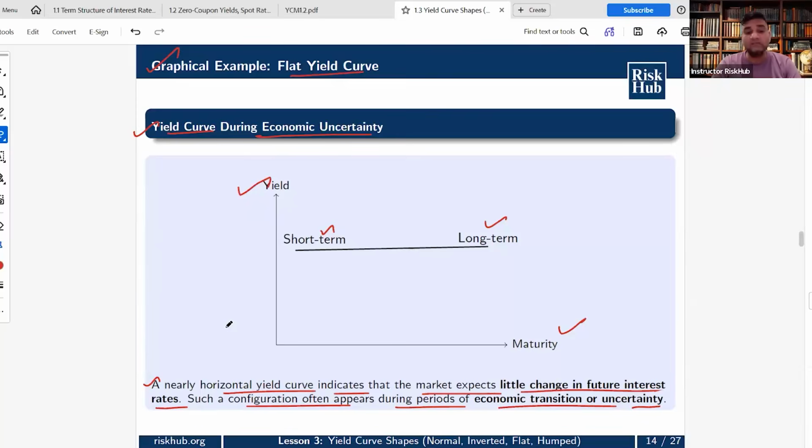So what is on the slide? Basically, one line chart with no numbers. The horizontal axis is maturity, rising to the right, and the vertical axis is yield, rising upward. A single nearly horizontal line runs from left to right, labelled short term at the left end and long term at the right end. It shows yield barely changes as maturity increases. The caption states that the horizontal curve means the market expects little change in future rates, and that it appears during transition or uncertainty. The clarification I'll add here is that the drawn line has a very slight upward tilt. Read it as flat. The tilt is a drawing artifact, not a feature of the shape.